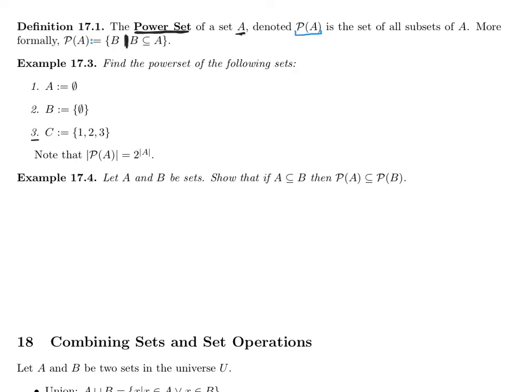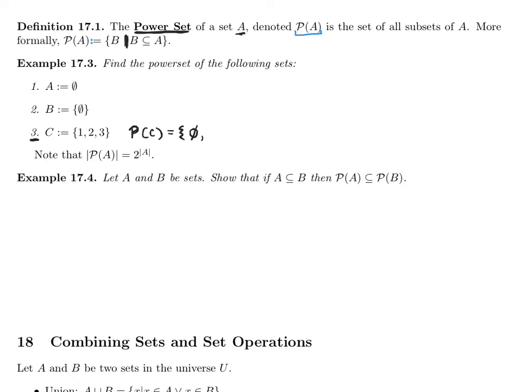I'll start here with 3. So we have that C is the set {1, 2, 3}. And we're interested in the power set of C. So it's all subsets. If you remember from back in one of the first videos, the empty set is always a subset of any set, so we're going to include that. In some sense it is the smallest subset in terms of number of elements. So the empty set is a subset.